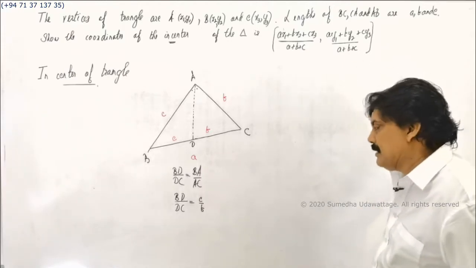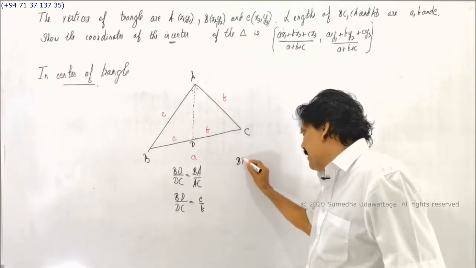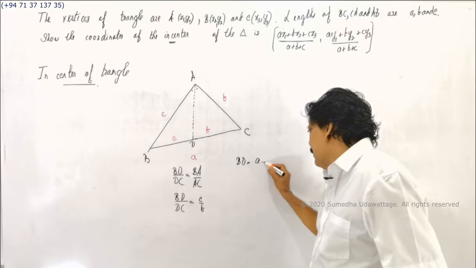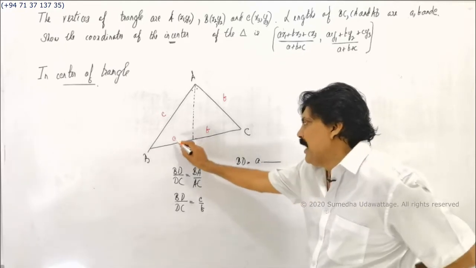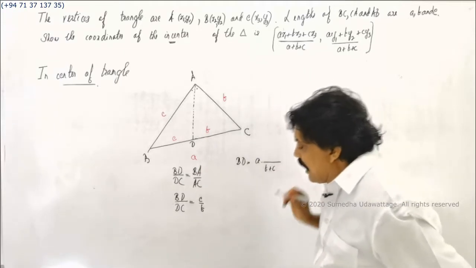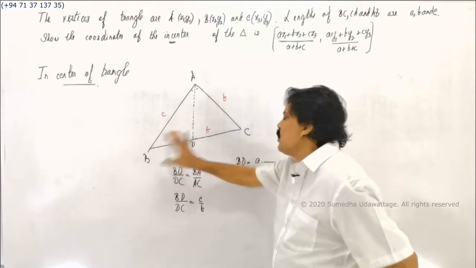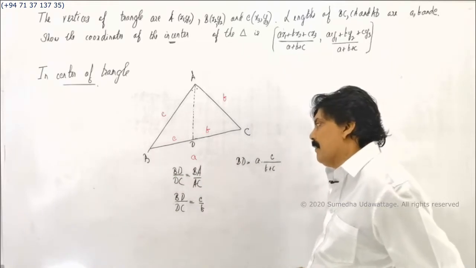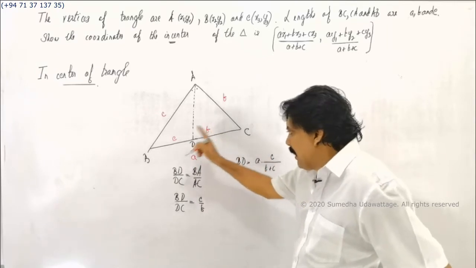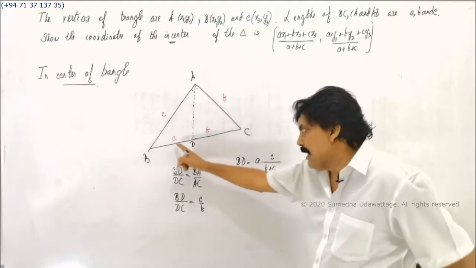Could you? BD is equal to, you take the complete length A, you divide by the total of the two ratios, B plus C, and you multiply by the ratio which is appropriate to BD, which is C. You take the complete length, divide by the total of the ratios B plus C, and multiply by this value C.